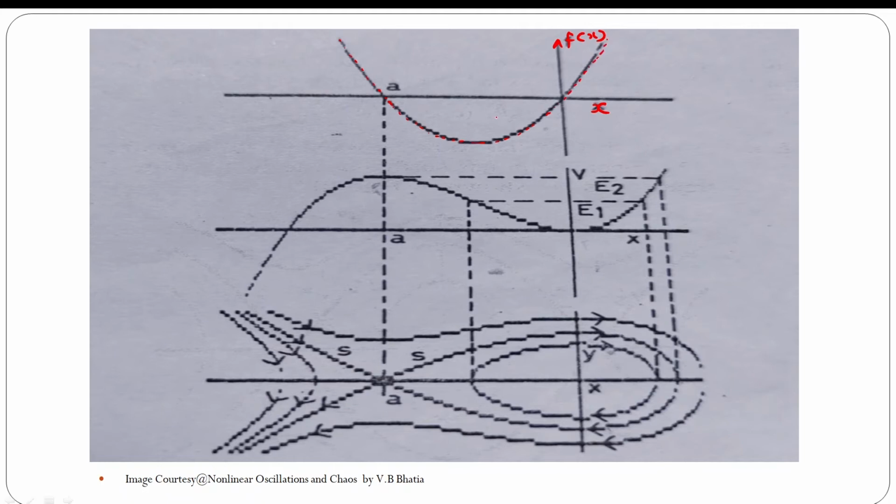The f of x versus x graph is this one, the first one. The second graph is the graph obtained from the first one, that is v, which is nothing but df by dx, the v versus x graph. You can see this v versus x graph, its trajectory.